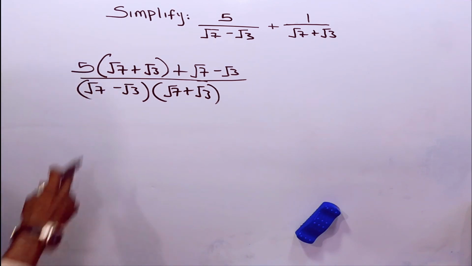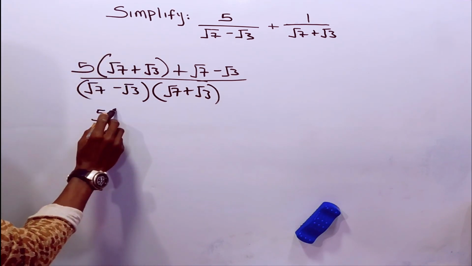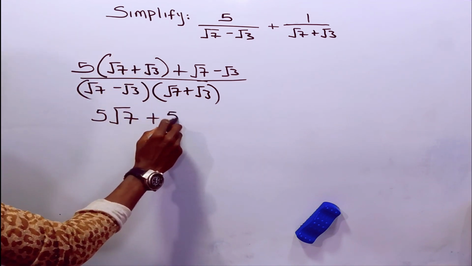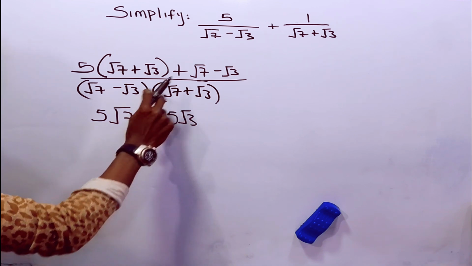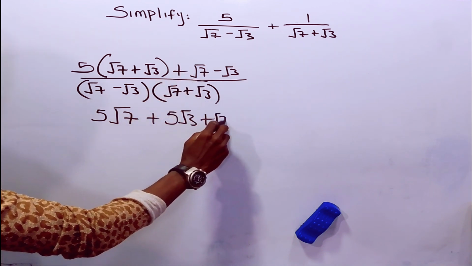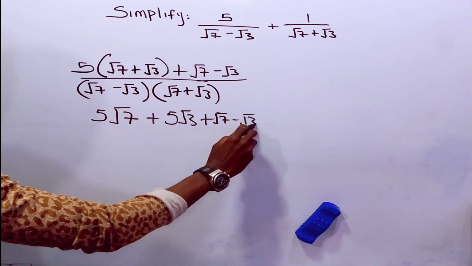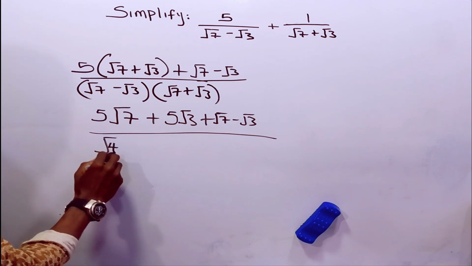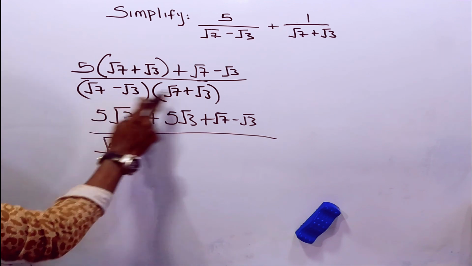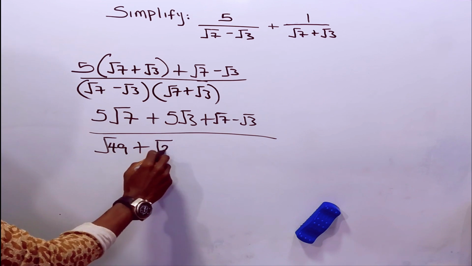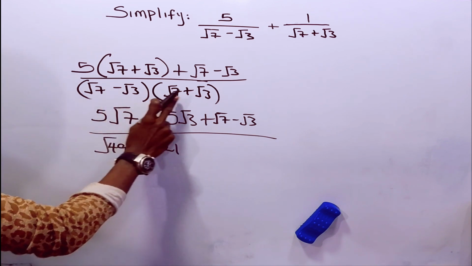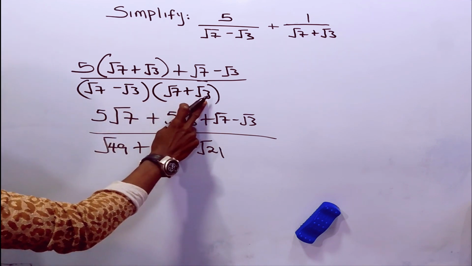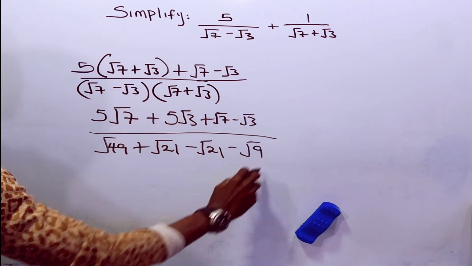Now, if you are to expand, 5 times root 7 is 5 root 7. 5 times root 3 is positive 5 root 3. Now, root 7 and negative root 3, over root 7 times root 7 is root 49. Root 7 times root 3 is positive root 21. Negative root 3 times root 7 is negative root 21. Negative root 3 times positive root 3 is negative root 9.